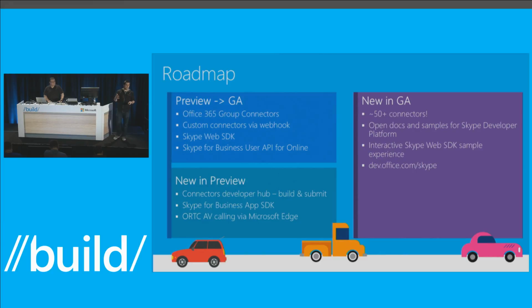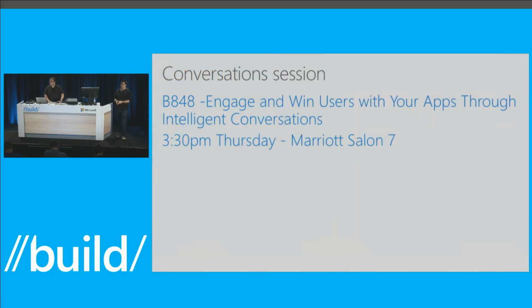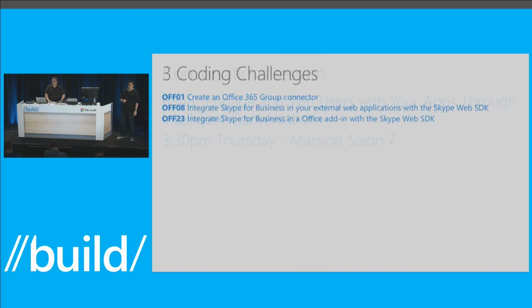So start thinking about those scenarios internally within your organization that make sense to have those conversations engaged in the groups based on your own business systems that you have going. Now, there's a session at 3:30, which is B848, which we split based on Skype and connectors that will go into even more detail on how you can get executed on those things as well. So please, if you're interested in those areas, go along to those things.